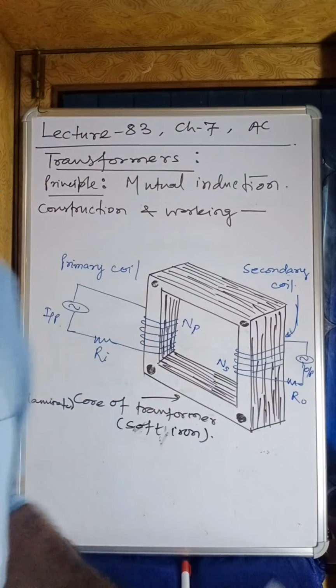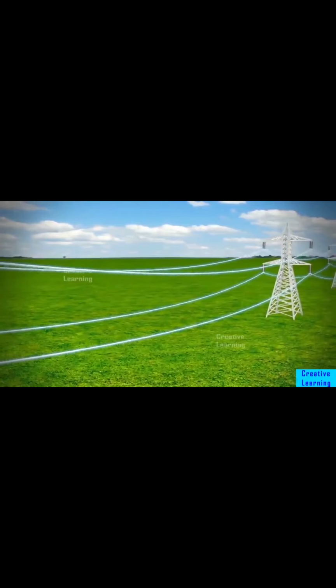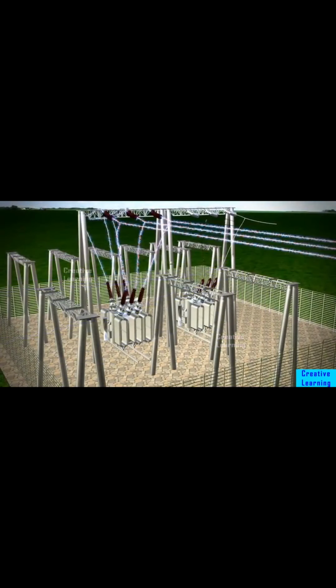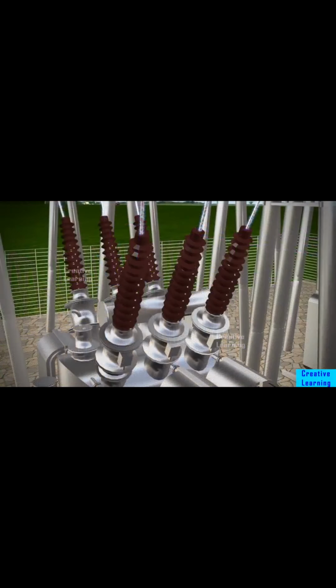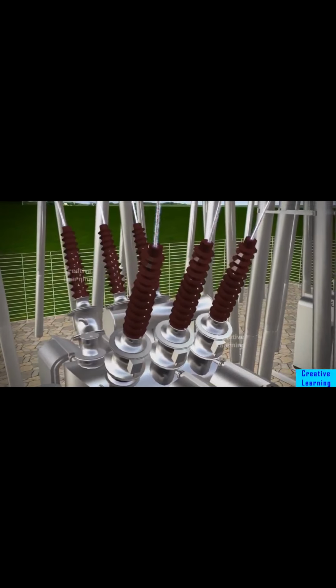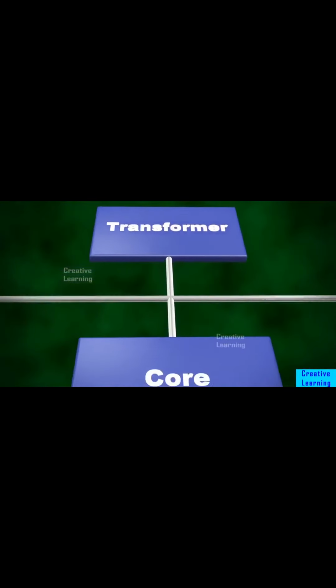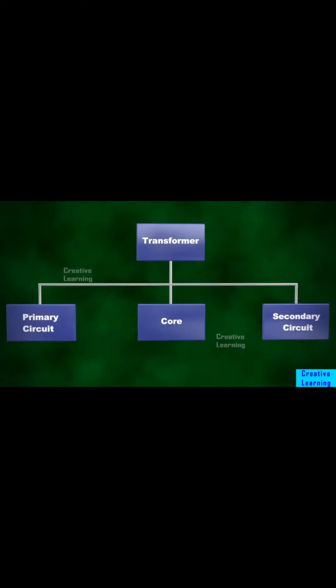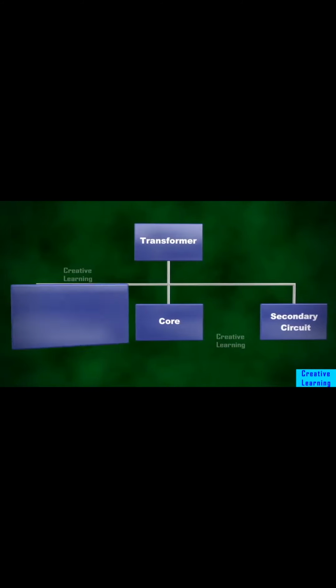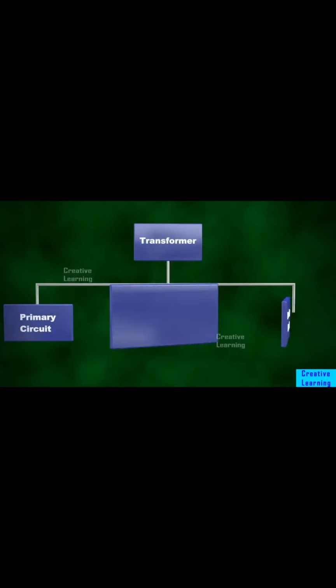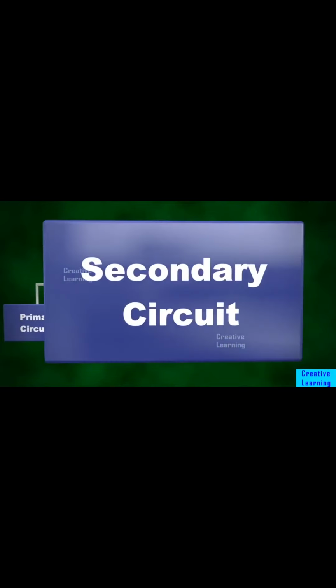Okay, my dear students, look at here. Long distances to a substation. Transformer changes the very high voltage electricity back into lower voltage electricity, so it can be used safely in our homes and different factories. There are mainly three parts of a transformer, namely 1. Primary circuit, 2. Core, 3. Secondary circuit.